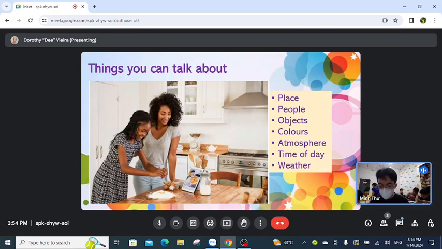Today I would like to describe a picture. In this picture, there are a young woman and her daughter. They are cooking or making a cake together in the kitchen. In the foreground of the picture, there are a brown table, a brown chair, some eggs, and an iPad on the table.